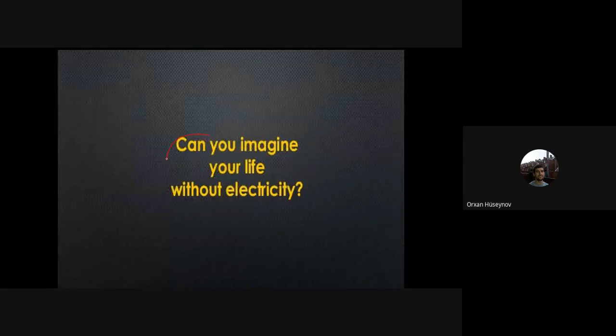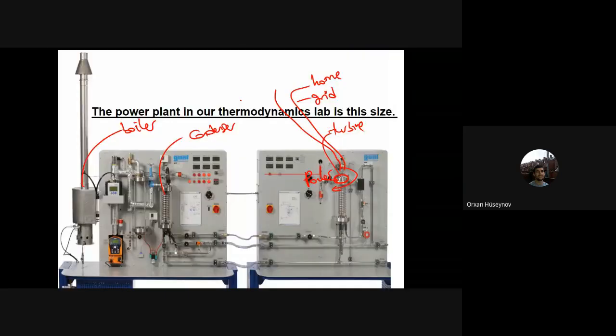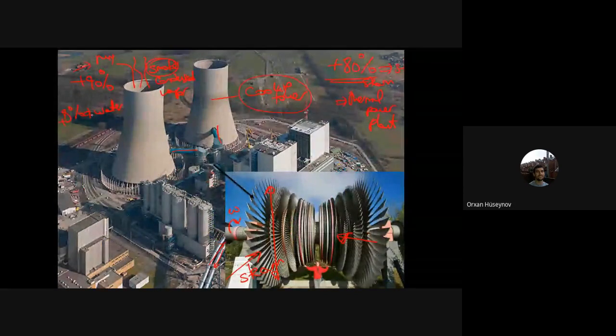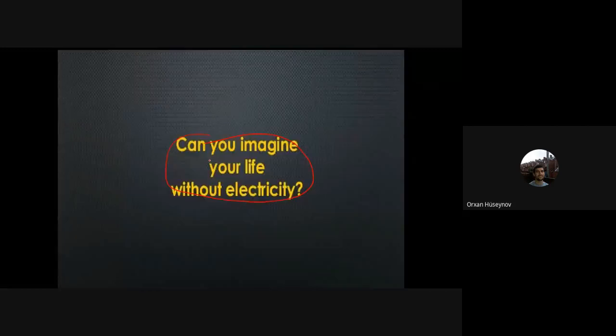So can you imagine life without electricity, which is thermodynamics? I said more than 80%. This one is thermodynamics, and 9 or 10% comes from fluid mechanics: Pelton turbine, Francis turbine. In Azerbaijan, 90% thermodynamics and 8% fluid mechanics. This one is fluid mechanics, and this one is thermodynamics. Similarly, this one is thermodynamics, and this one is fluid mechanics. Therefore, it is very important to know and understand the concepts of fluid mechanics and thermodynamics.